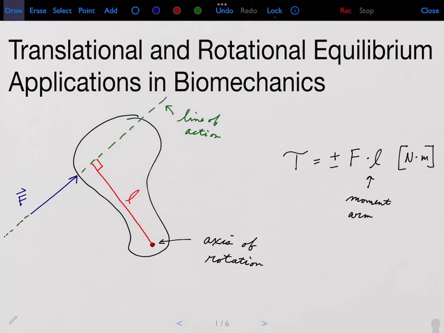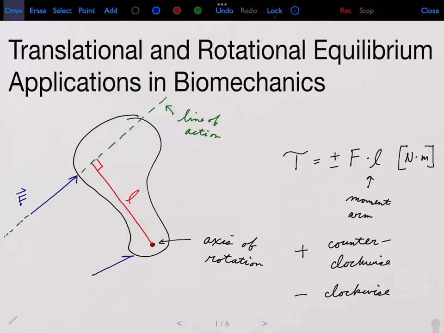Well, if that force tends to rotate the object counterclockwise, that's going to be positive. This is just convention. So we'll say the torque is positive if it rotates it counterclockwise, and it's negative if it tends to rotate the object clockwise. Okay, that's just convention.